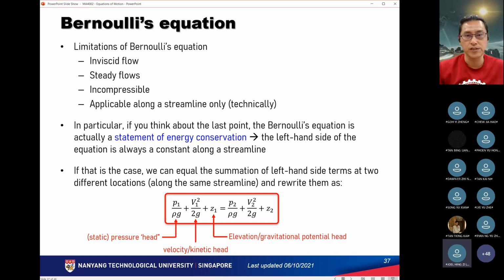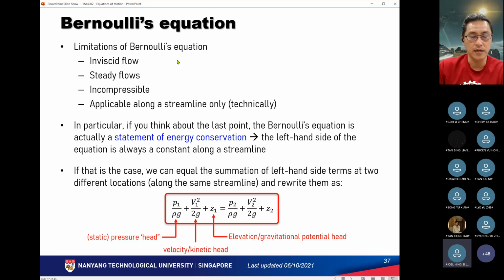Now, even though Bernoulli's equation seems to encompass quite a fair bit of flow scenarios, we always have to be mindful of its limitations. We just cannot apply it to all scenarios, because there are limitations due to the assumptions we make when we derive it. For example, Bernoulli's equation should only be applied to inviscid flows, or flows whereby viscosity is zero. It should be applied to steady flows only.